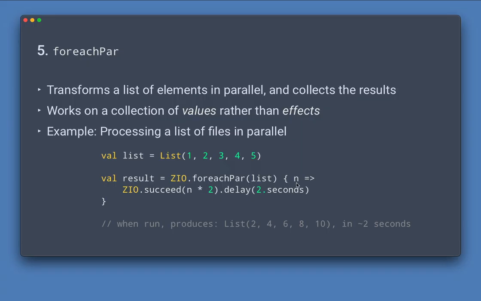So you can see I take in n. So in the first case, n is going to be 1. And then I say succeed 1 times 2 and then delay for 2 seconds. So then this code goes off and it starts running in parallel. And then forEachPar says, okay, now work on number 2, then work on 3, 4, and 5. Then all 5 of those will be running in parallel. And because each of those takes 2 seconds and they're run in parallel, we're going to get a result in about 2 seconds. And that result is going to be a list of 2, 4, 6, 8, and 10.